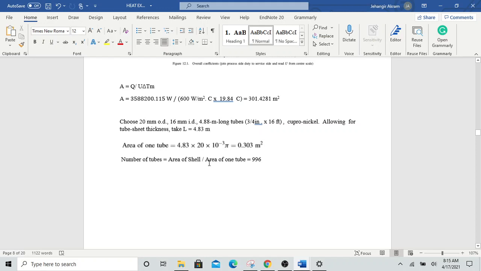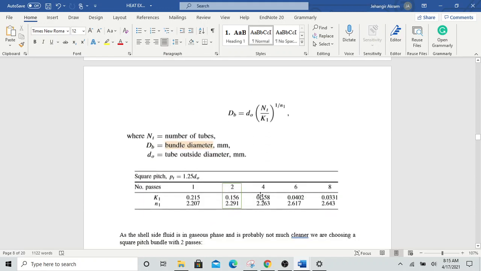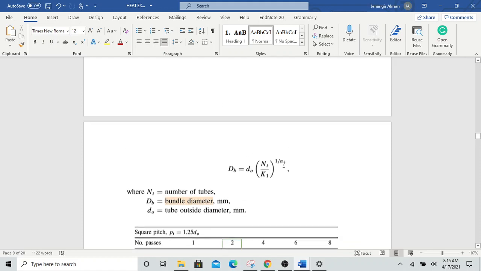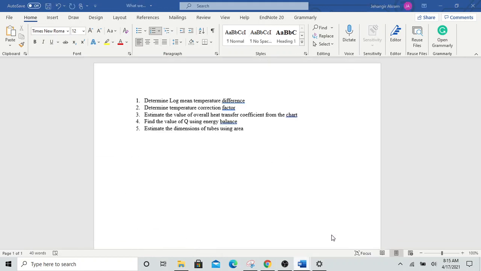We will find the area of one tube to be 0.303 meter square. Okay, so the number of tubes needed for our shell and tube heat exchanger will be area of shell divided by area of one tube. Okay, so you understand. We will discuss later. We will give allowance for the tube, but it's for the time being. In order to estimate the maximum number of tubes that can be accommodated in our shell and tube heat exchanger, it comes to 996. Okay, so next we will. I should write it here.